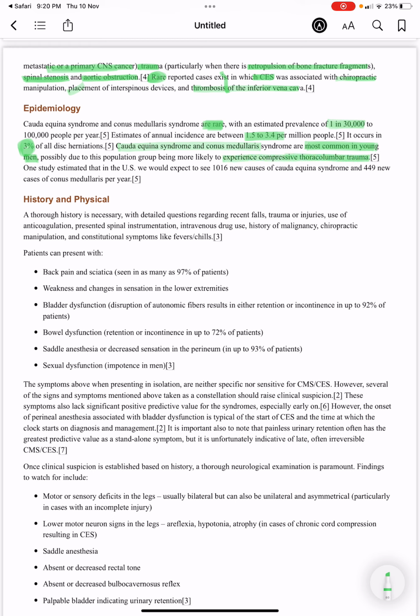compressive thoracolumbar trauma. So cauda equina and conus medullaris are most common in young men because they are more likely to experience compressive thoracolumbar trauma.